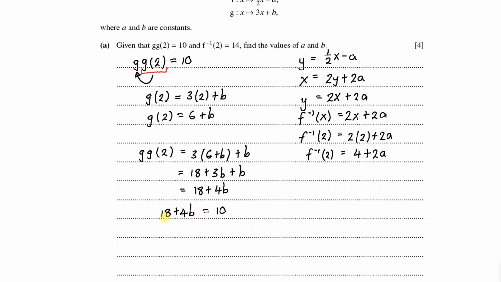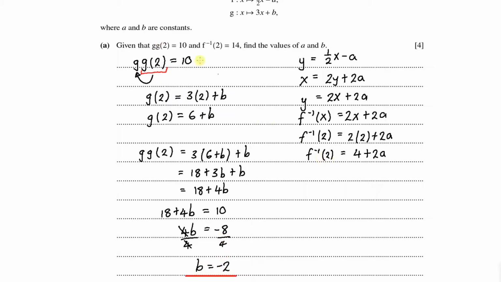So I'll subtract 18 from both sides, so I have 4b is equal to 10 minus 18, and that's going to be minus 8. And if I divide both sides by 4, then b will come out as minus 2, and that's the value of b.